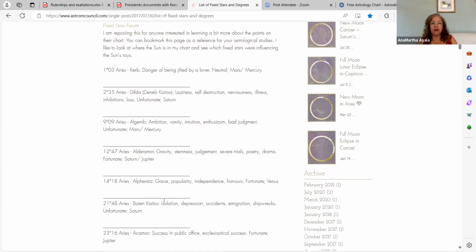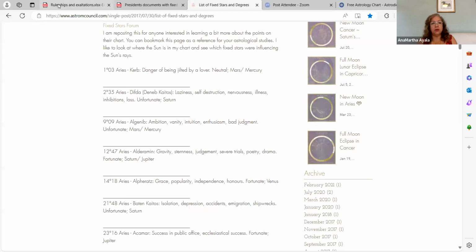Now, not every degree is going to have an association with a fixed star. You can see here, 1 degree, 3 minutes in Aries, Curb is the fixed star, right? 2 degrees, 35 minutes, I don't know how to pronounce that. But then it jumps to 9 degrees and 9 minutes of Aries. So not every degree has an association with a fixed star.